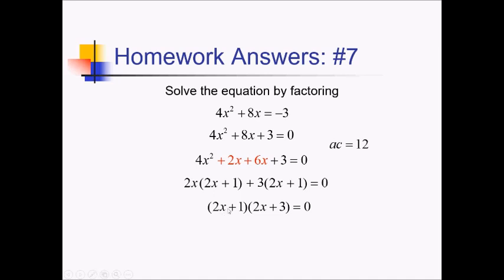Well, if 2x plus 1 equals 0, if I subtract 1 and divide by 2, I get an x value of negative 1 over 2. If 2x plus 3 equals 0, if I subtract 3 and divide by 2, well, now I have an x value of negative 3 halves.